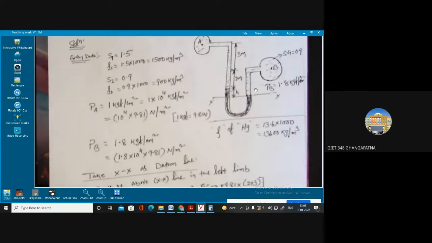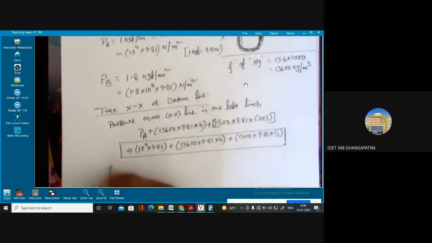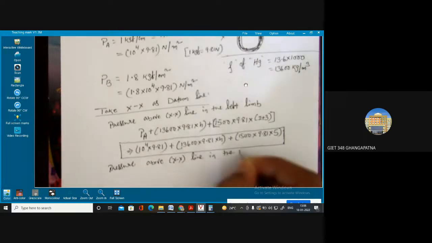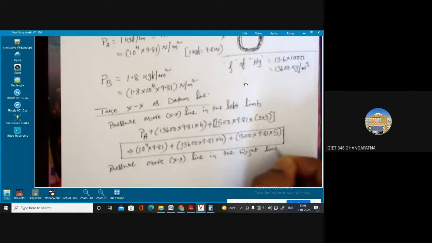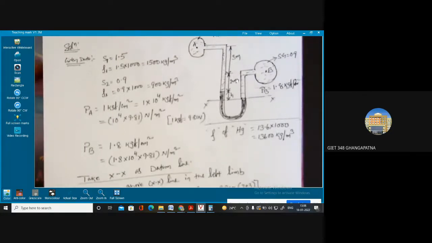In the right side, let us write here, pressure above XX line in the right limb. In the right limb, how many liquids are there? See carefully. Only one. What is the rho of this? Rho 900. G is 9.81. What is the height? 2 plus H. Very good.